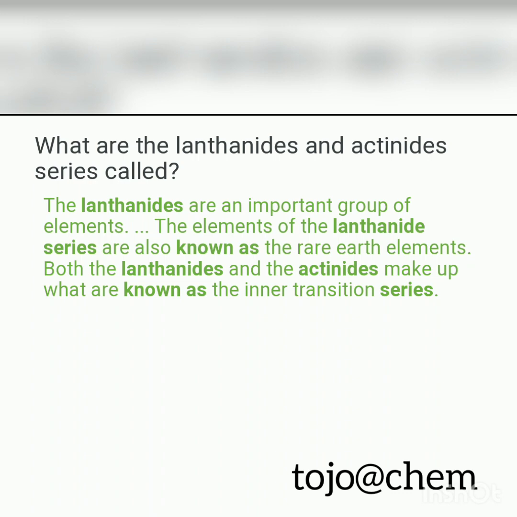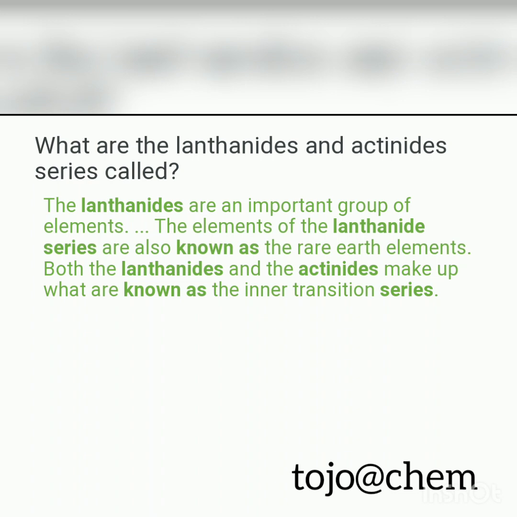What are the lanthanide and actinide series called? The lanthanides are an important group of elements. The elements of the lanthanide series are also known as rare earth elements. Both lanthanides and actinides make up what is known as the inner transition elements. Every one of you knows that D block elements are known as the transition series, and lanthanides and actinides, the F block elements, are known as the inner transition series.